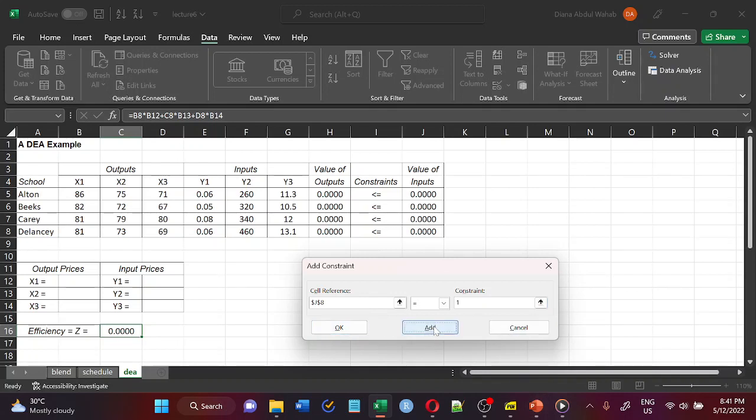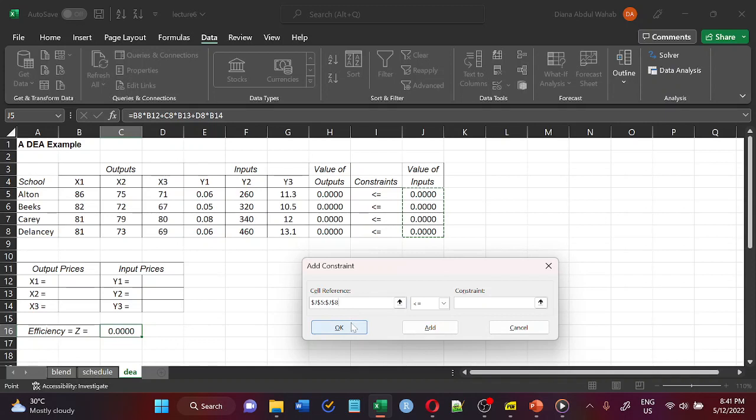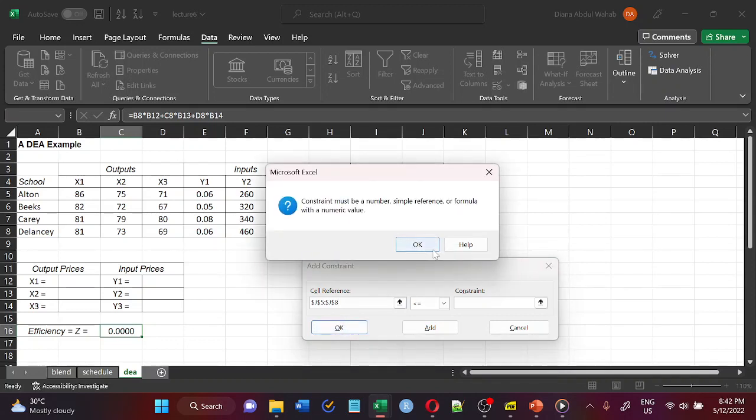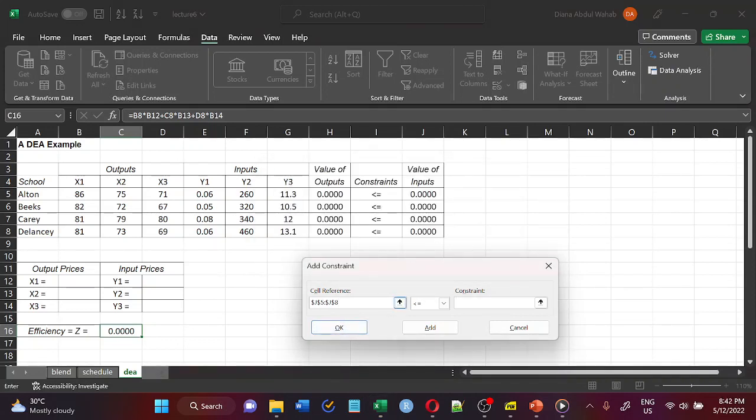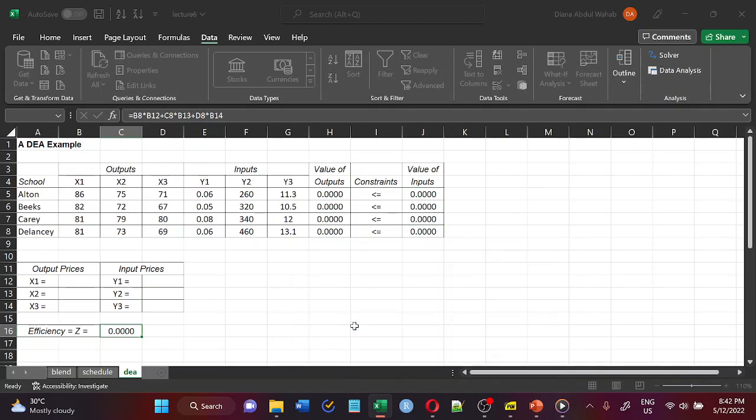And then I just add the next one: all the value of outputs must be less than or equal to all the value of inputs. So this is referring to all the others. G5. Oh, sorry, I made a mistake. This one is supposed to be H, and on the right hand side is supposed to be J.